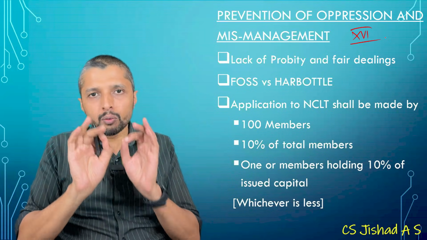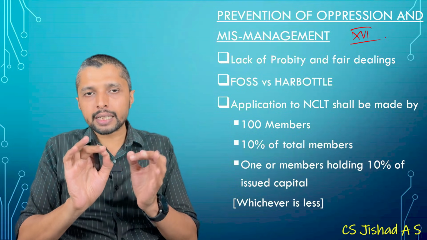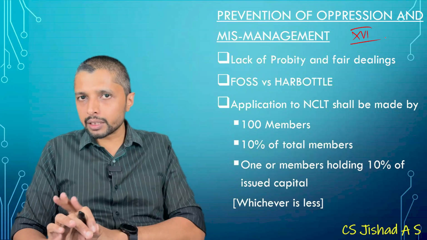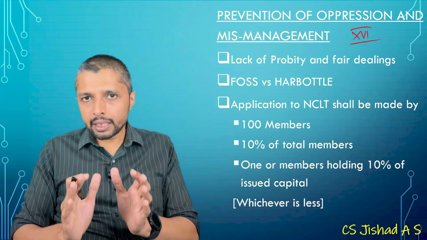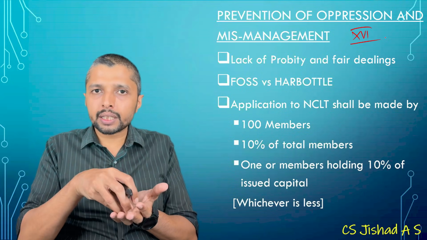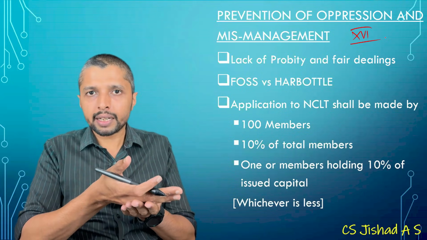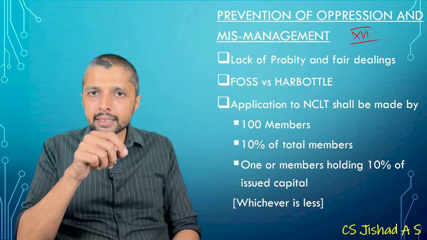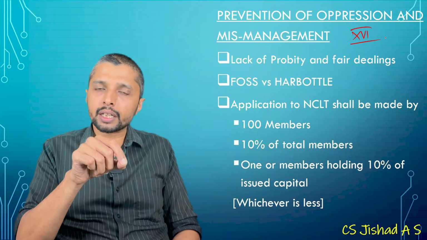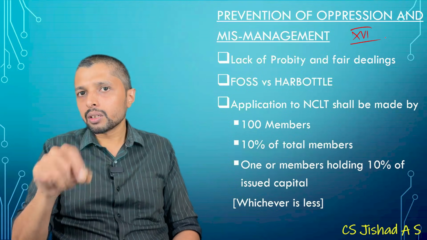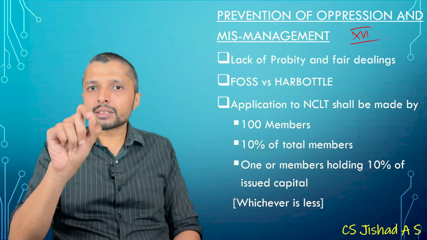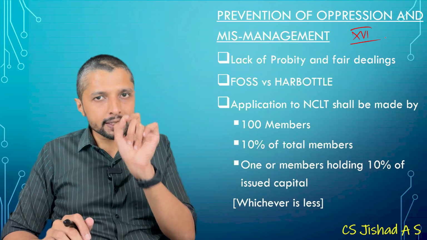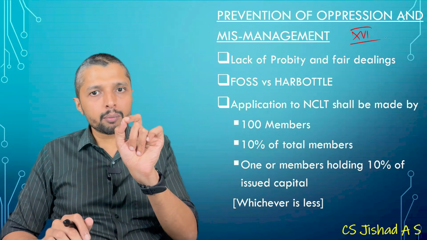See, the basic provision in this chapter is that the court will not interfere in the internal affairs of the company. Why is it not interfering? Because if the court interferes and the company passes a resolution after that date, the decision of the court is immaterial. But in certain cases, the court will interfere in the internal affairs of the company. That is known as prevention of oppression and mismanagement. Prevention of oppression and mismanagement is one scenario under which the court will interfere.